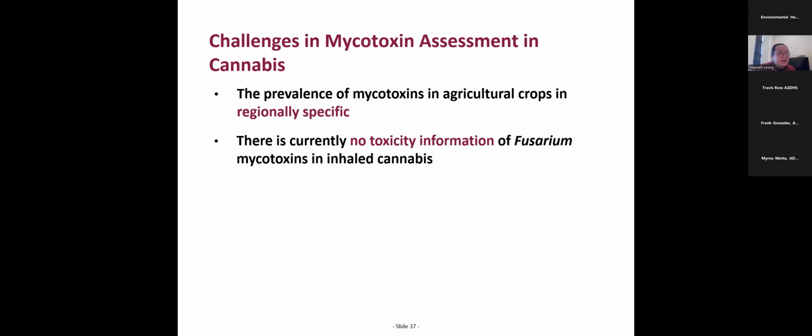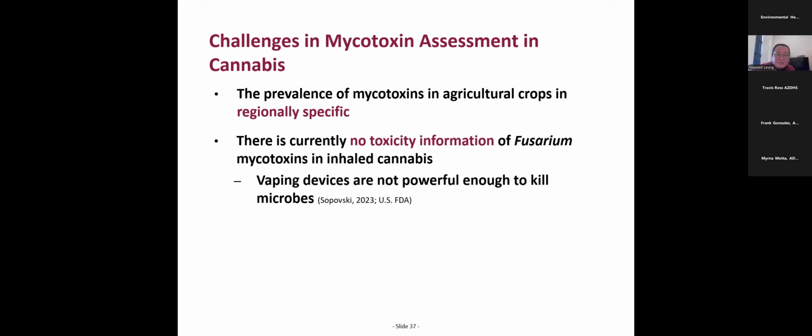Also, there is no toxicity information for Fusarium mycotoxin when it comes to inhaled cannabis. Not that there's no information on inhaled Fusarium mycotoxin. For those of you in environmental health, you know about sick building syndrome, which is associated with Fusarium. But when you're talking about Fusarium that might come into a vape pen, or other forms of cannabis, that risk assessment is not there yet. That's what I'm trying to say here.